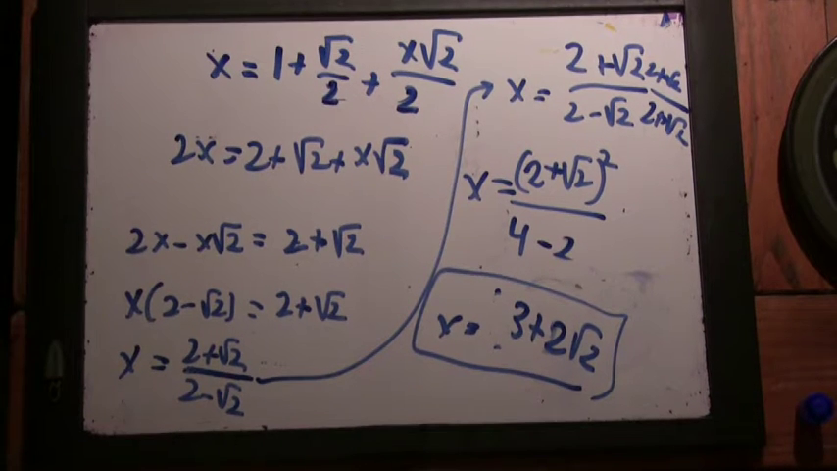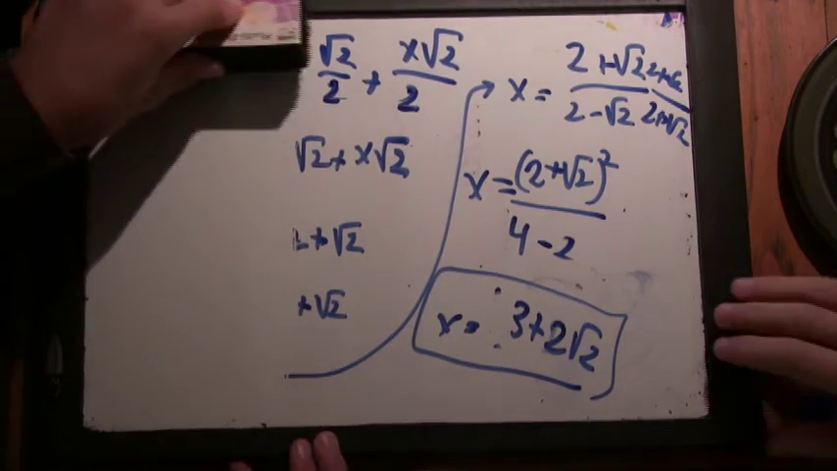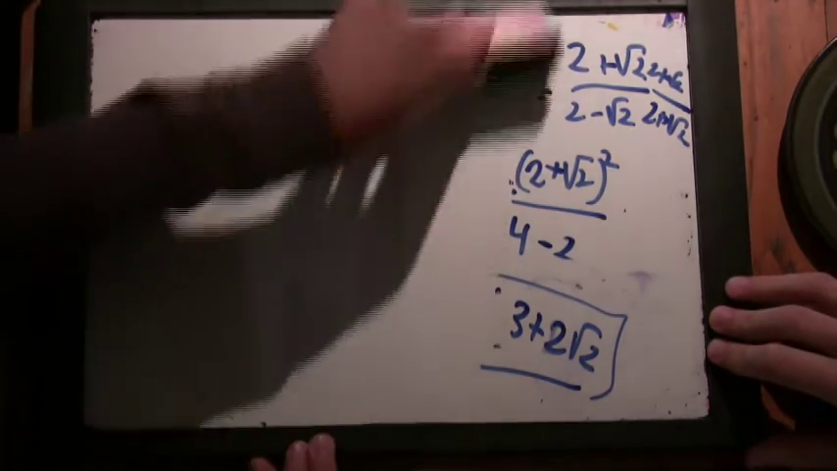Okay, so we now know what x was. So why don't we go back and draw the picture and see if we can figure out what percent is shaded now. X is 3 plus 2 root 2. I can erase everything and then just draw the picture and write that back in.